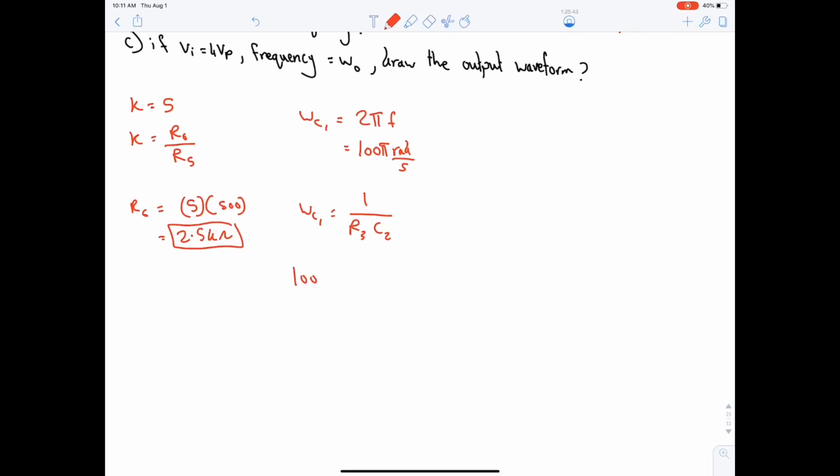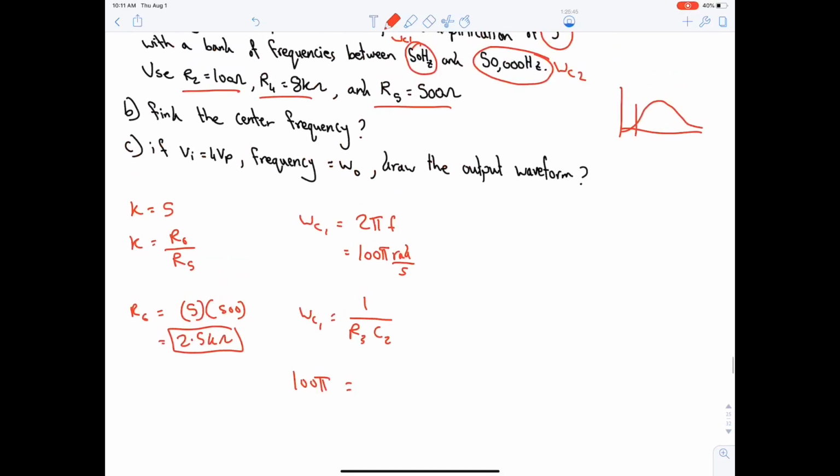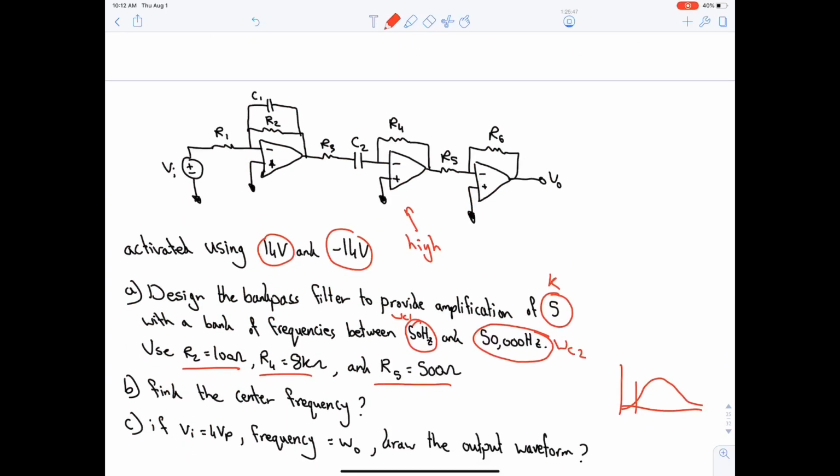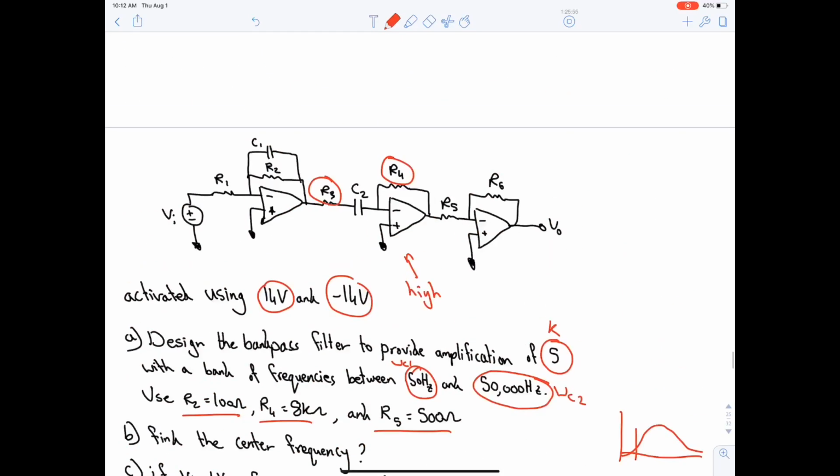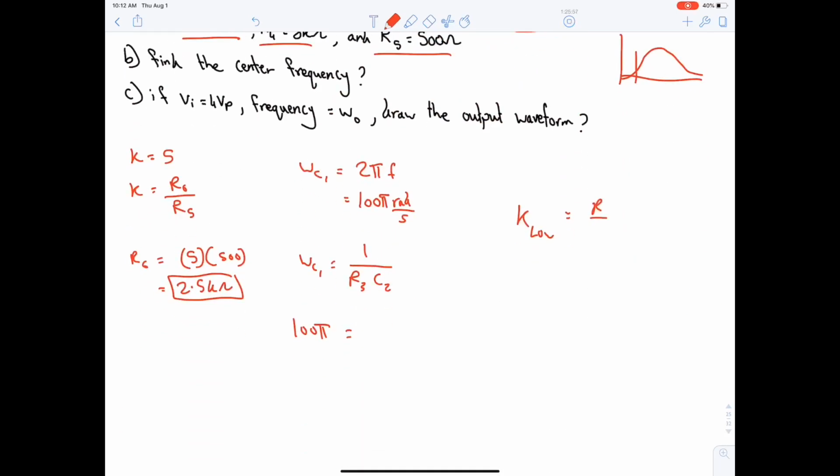Omega C1 is 100 pi. R3 is unknown, but it's unity gain, so R3 and R4 are equal. So K for low is equal to R2 over R1, and K for high is equal to R4 over R3. 1 is equal to R2.